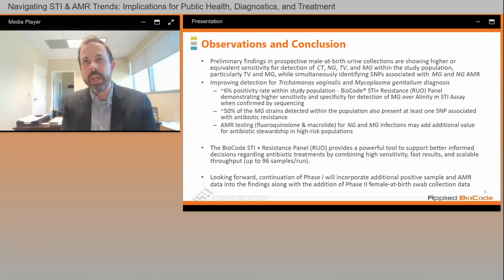And it's notable for the Biocode that around 50% of those Mycoplasma strains have also shown at least one AMR SNP, highlighting its potential value for antibiotic stewardship, and I think in high-risk populations or high-risk groups. So the Biocode's ability to detect fluoroquinolone and macrolide resistance in the gonorrhea and Mycoplasma positive patients, combined with high sensitivity and a fast turnaround time, scalable platform, makes it potentially a powerful tool for better informed antibiotic decisions and trending.